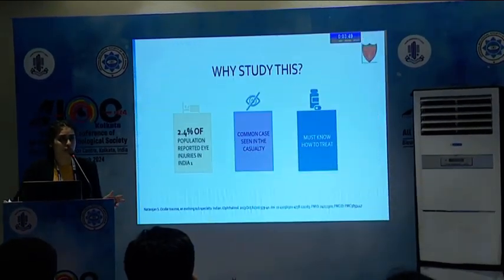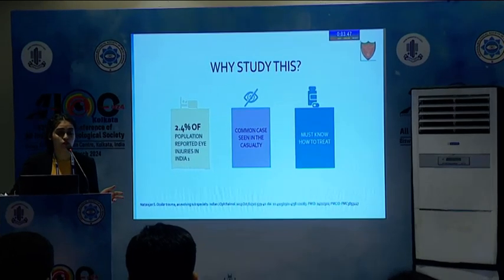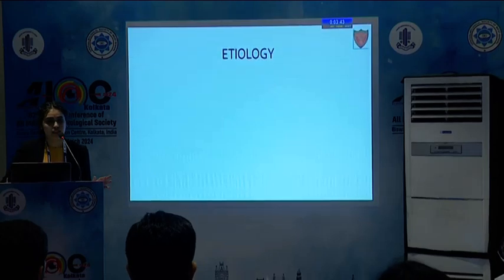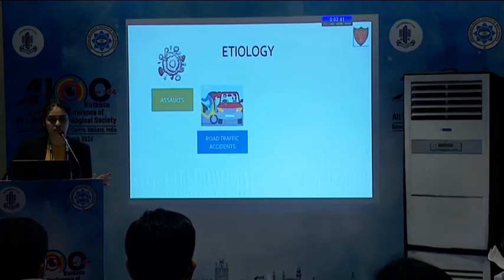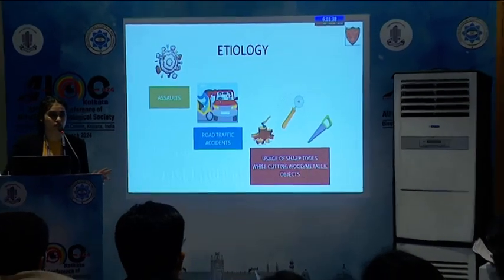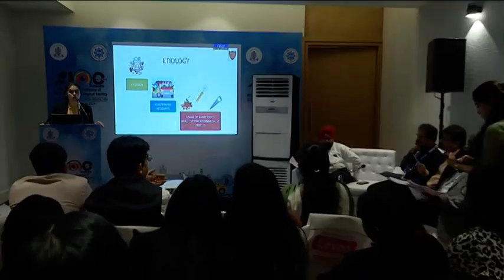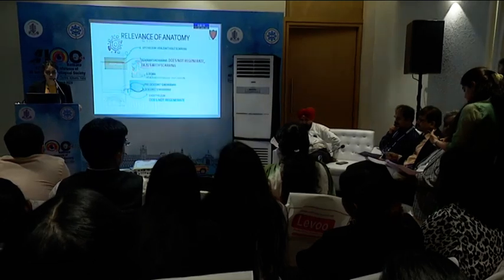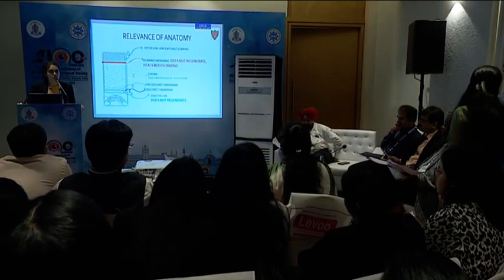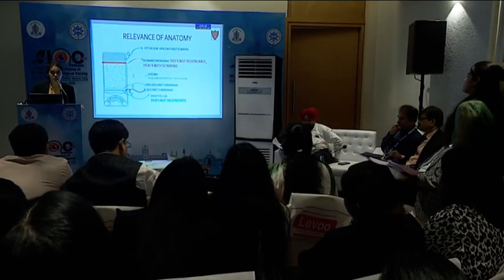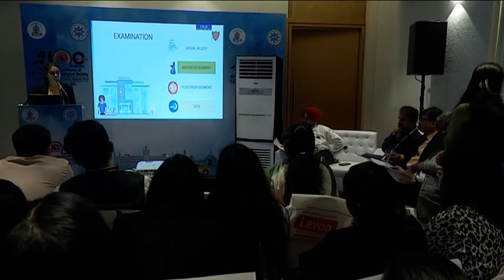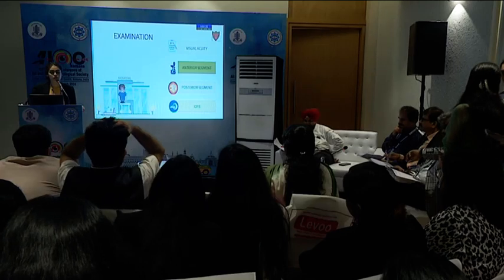We should be studying them as they're commonly seen in our casualties, and as comprehensive ophthalmologists, we must know how to treat such conditions. It's seen commonly in cases of assaults, road traffic accidents, and use of sharp tools in some industries, making it more common in young males as compared to females. We all know the anatomy of the cornea, but what we must remember is that a breach beyond the Bowman's membrane heals with scarring.